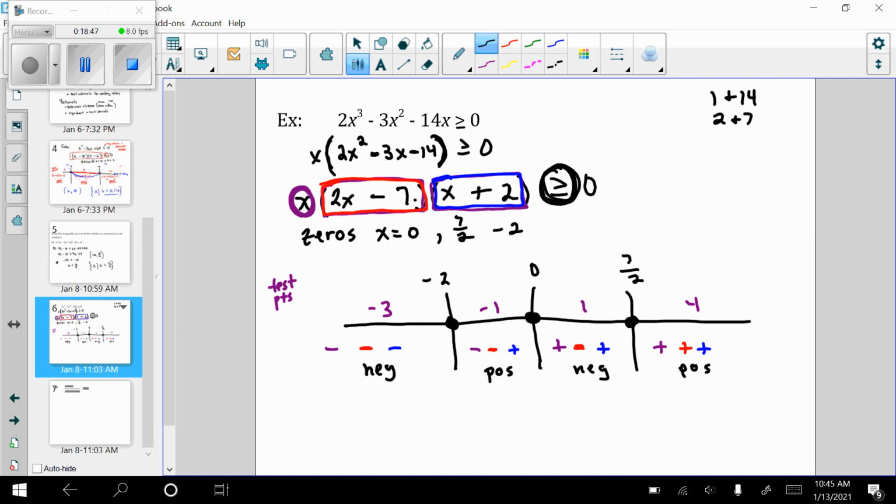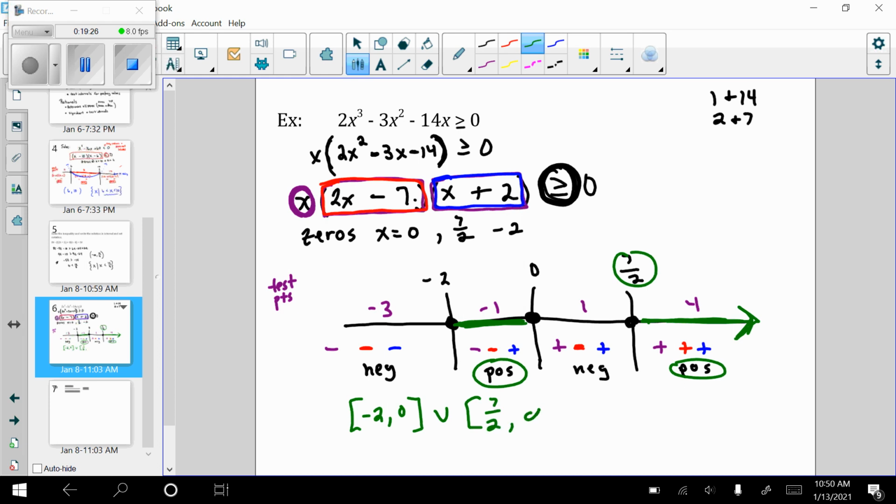So remember, I'm looking for greater than or equal to, so I need to look for my positive values. So I'm going to be looking here. And I'm going to be looking here. So there are your intervals. So my solution is negative 2 to 0, including the endpoints, union, and then again from right here, 7 halves to infinity.